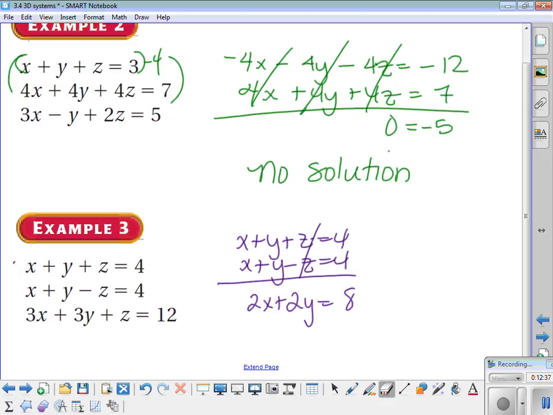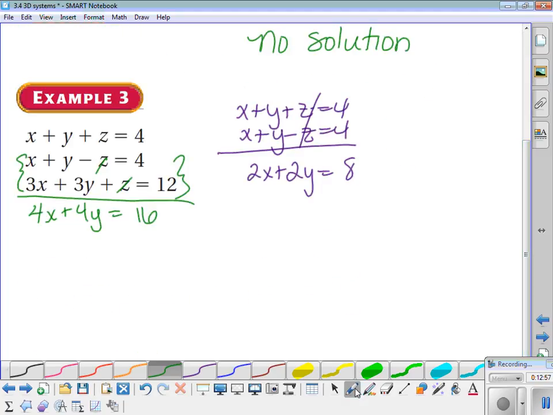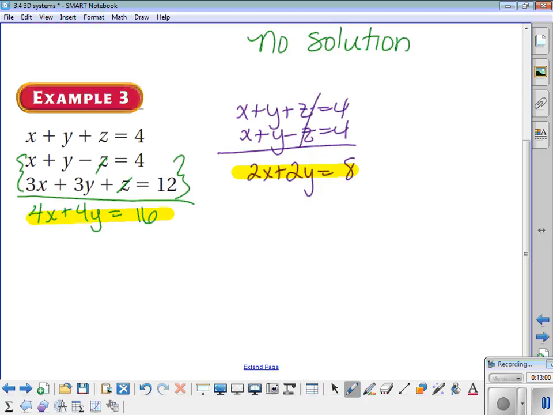Then I notice that I've also got a negative z and a positive z if I combine the second and third ones. So if I add those two together, I get 4x plus 4y, my z's cancel out, equals 16. So now that I have two equations, I can go ahead and multiply this one by negative 2. And so negative 2 times 2 gives me negative 4x. Negative 2 times 2y gives me negative 2y. And negative 16. So this time, what happened here? I get 0, 0, 0, don't I?